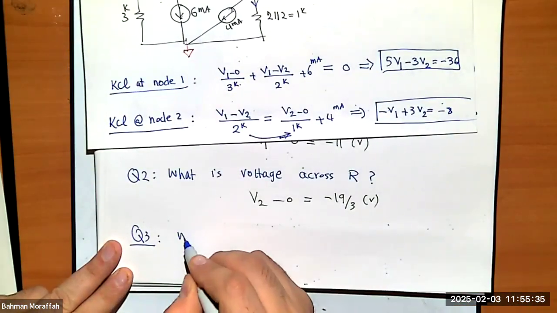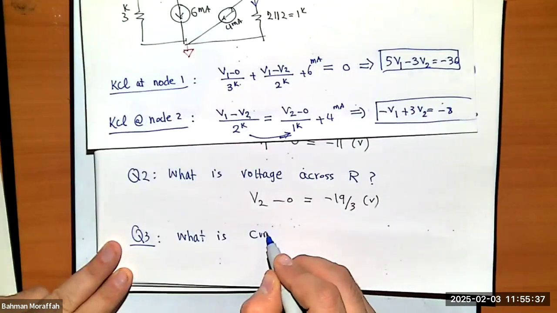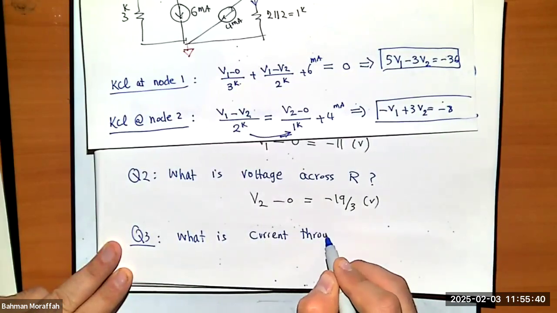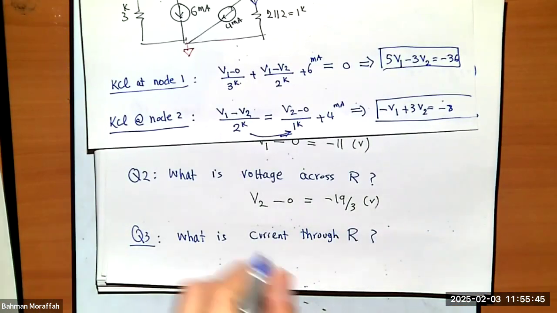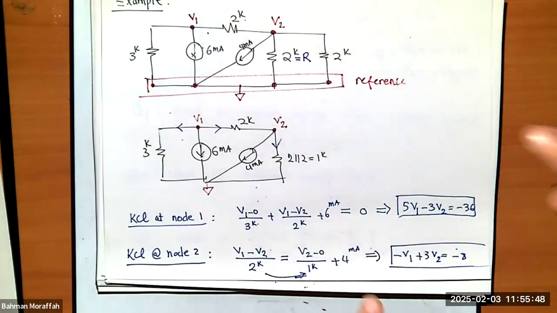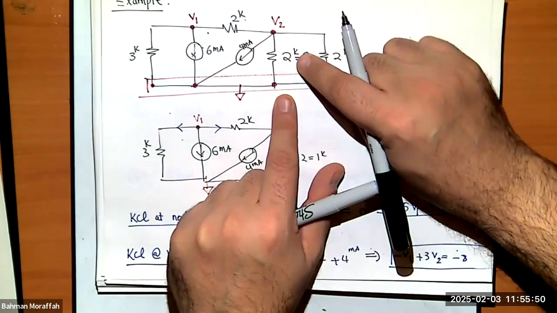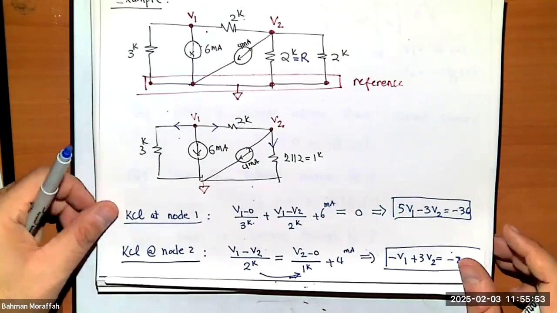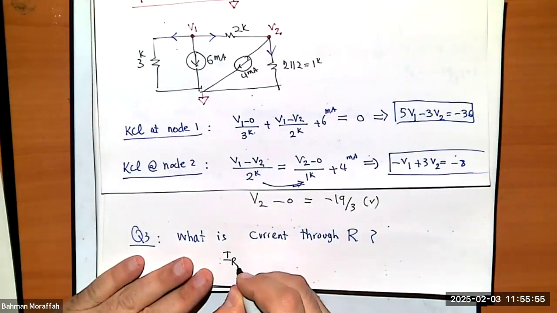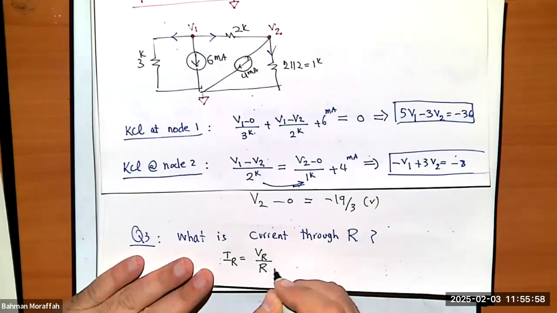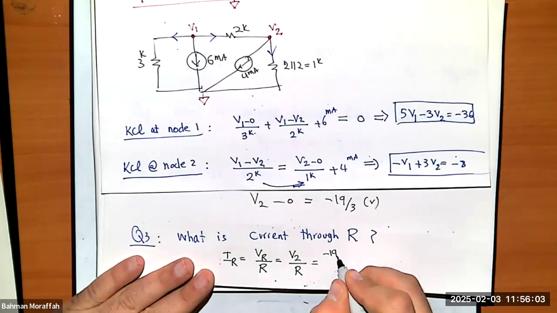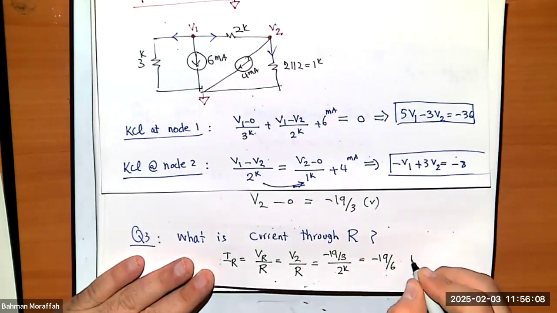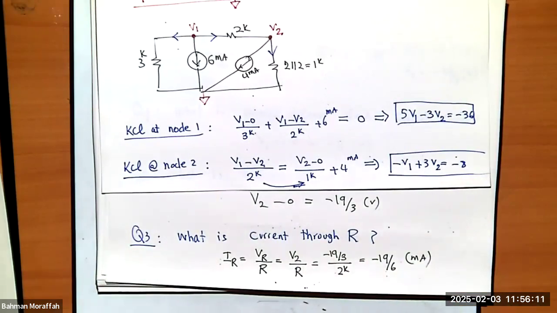Question 3. What is the current through R? Well, I know the voltage across it. I know the value of the resistance. I can compute the current through it, right? So I know I of R is V across R divided by R, which is V2 divided by R. It's minus 19 divided by 3 divided by 2K, which is minus 19 over 6 milliamps. Right?